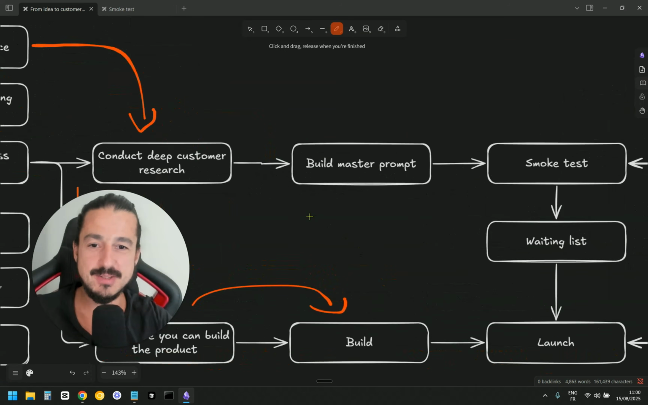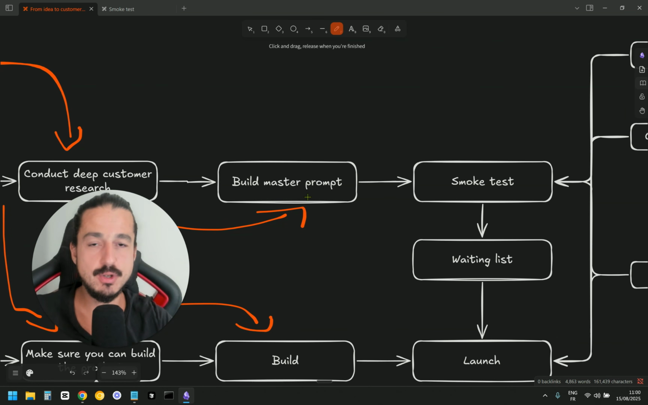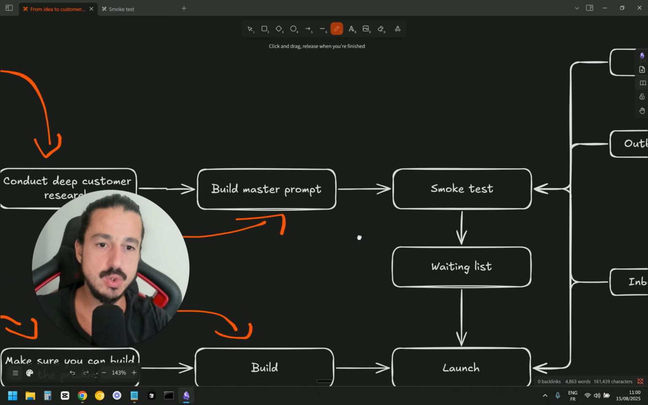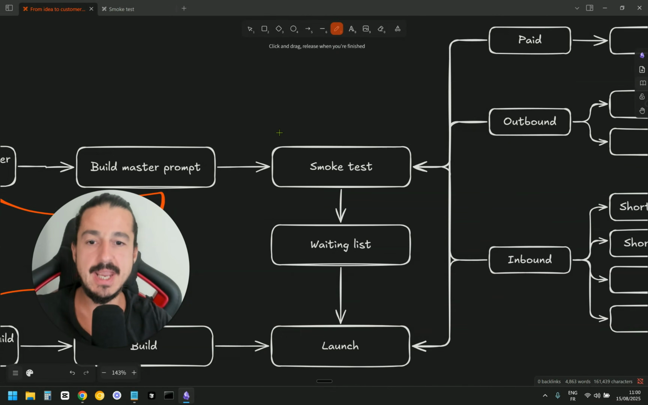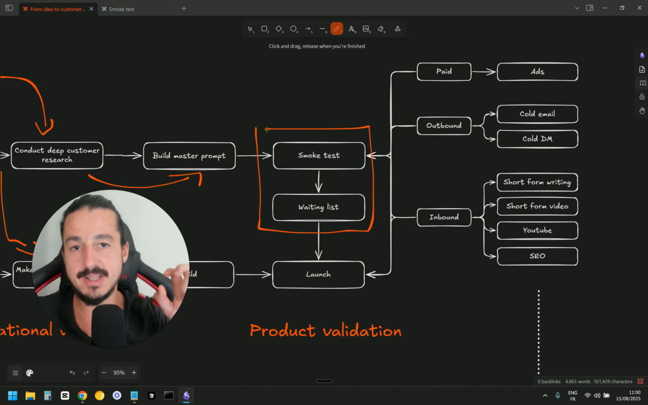So you can also build it because we build very fast. Now you have your master prompt. Again, link in the description to find out how to build a master prompt. And you can use that to create your smoke test landing page, which will gather a lot of information about your potential customers and put them on the waiting list.